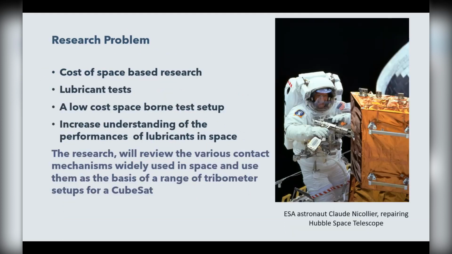Okay, so this is my research problem. The cost of space-based research is really high, but we still have to do space-based tests. To increase the understanding of the performance of lubricants in space, we have to design a low-cost way of testing these mechanisms. This picture shows an ESA astronaut repairing the Hubble Space Telescope. This type of repair and servicing is not frequent. Okay, this is a very rare thing.